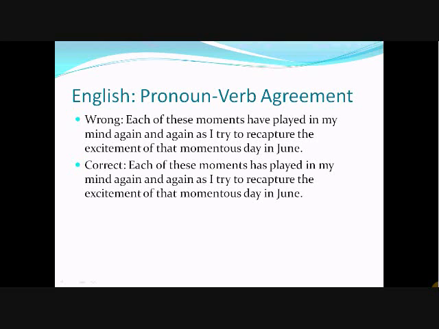Pronoun-verb agreement. This is wrong. Each of these moments have played in my mind again and again as I try to recapture the excitement of that momentous day in June. Correct. Each of these moments has played in my mind again and again as I try to recapture the excitement of that momentous day in June. So each is singular, not plural, so has is correct, not have.